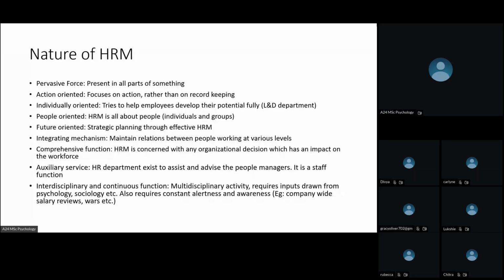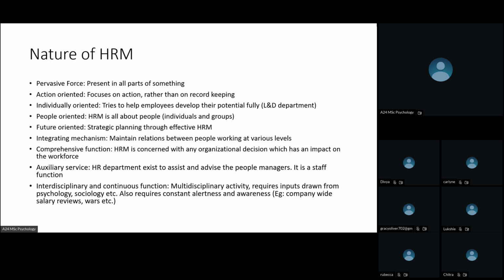And workforce does not represent only level 1 or level 2 employees. It means that everyone in the company has to deal with an organizational decision. That is why it is called a comprehensive function. It treats everyone as one.